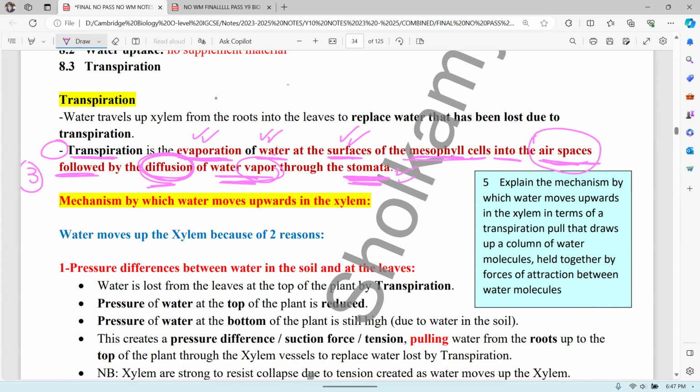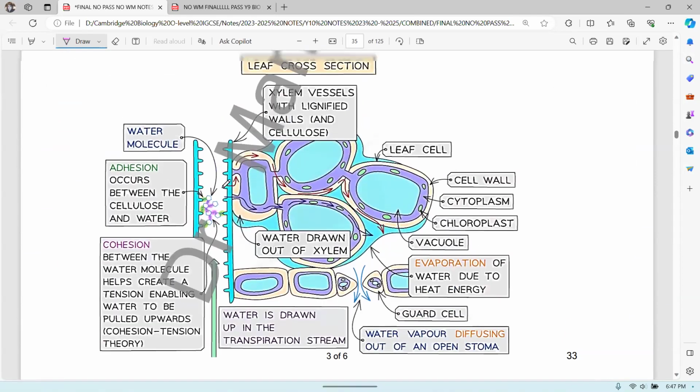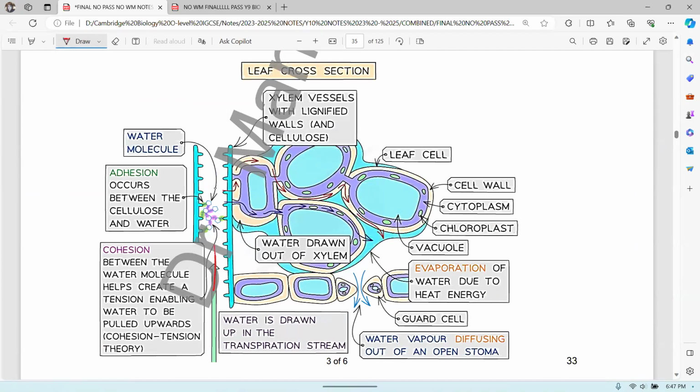While you are studying this definition, you have to have this picture in front of you. Where is the picture? This picture. It's also in your notes right there. Look, this is the xylem. The xylem will bring the water to the leaf. Now the water will reach the leaf. The water is here. It's at the surface of the mesophyll cell. This is the mesophyll cell in the leaf. Okay? What happens? Read. Evaporation of water due to heat energy.